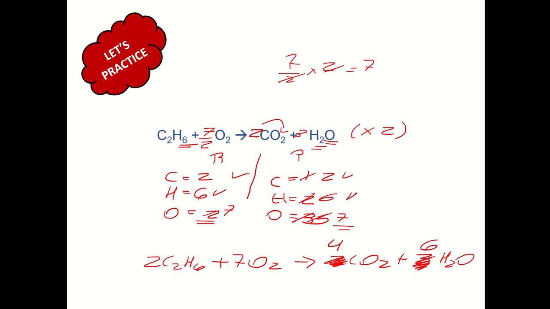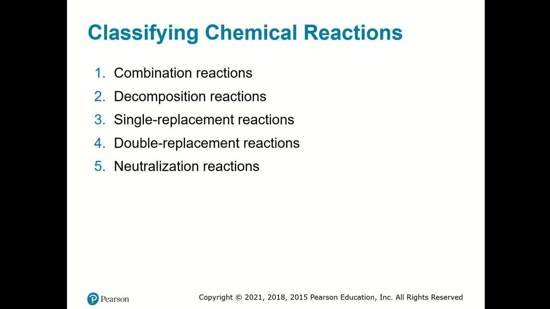Okay? Good? So now let's talk about classifying chemical reactions. We have 5 types that we're going to discuss here: combination reactions, decomposition reactions, single replacement reactions, double replacement reactions, and neutralization. I also call single and double replacement displacement instead of replacement, as in most of the books, okay?